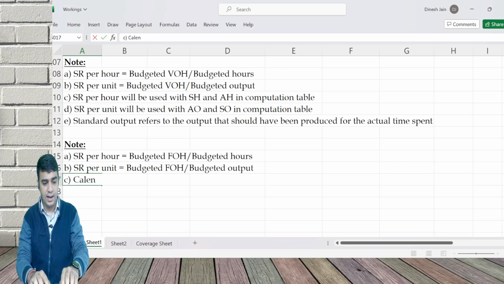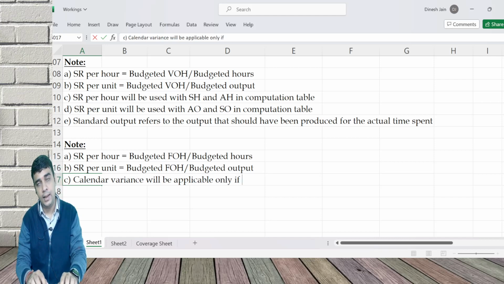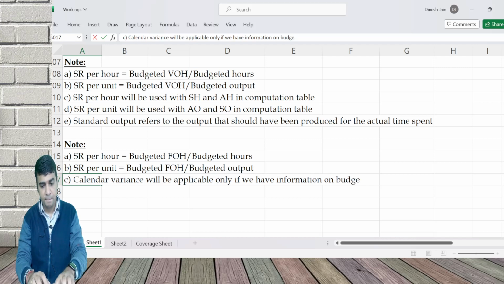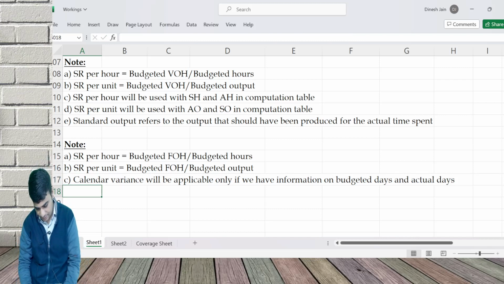Point number C. Calendar variance will be applicable only if we have information on budgeted days and actual days. You will see this when I do a problem. Only if we have information on budgeted days and actual days.